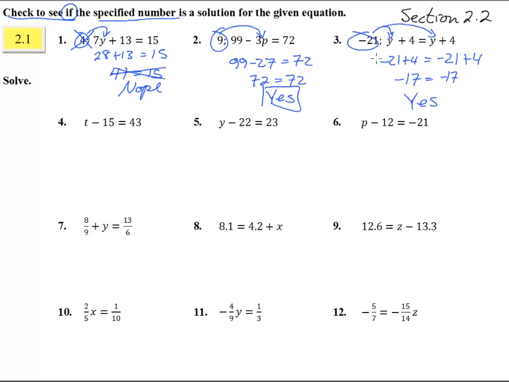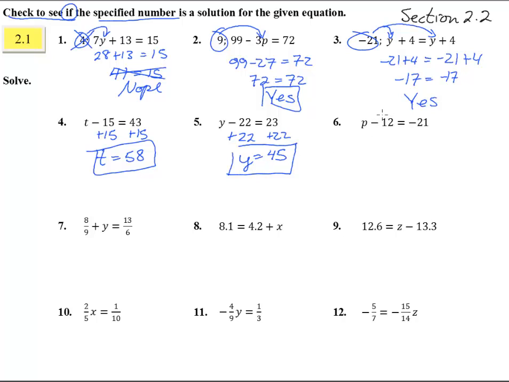And notice it would have been tough to get negative 21 out of there using any method, since any number will work. We were just supposed to check, so it worked. Number 4. Undo the negative 15 with a plus 15. Do it on both sides, and we get t equals 58. Add 22. Add 22. And we get y equals 45.